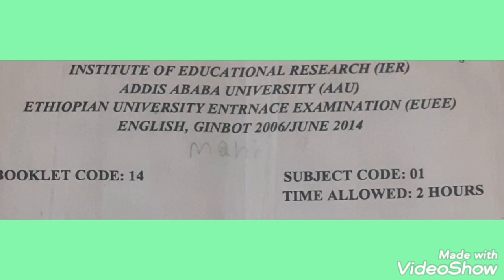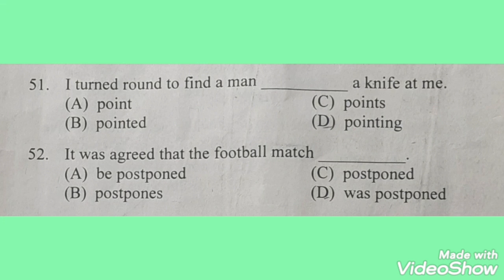And today we are going to see the Ethiopian University English entrance exam, which is held on June 2014 in European calendar. And we're going to see the grammar part of this examination. We're going to have different kinds of questions with some explanations, and I want you to stay with me until the end. Let us come to question number one.